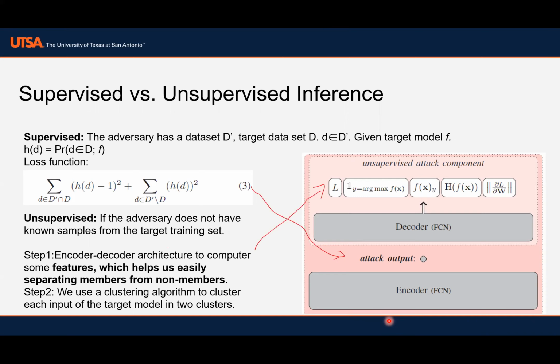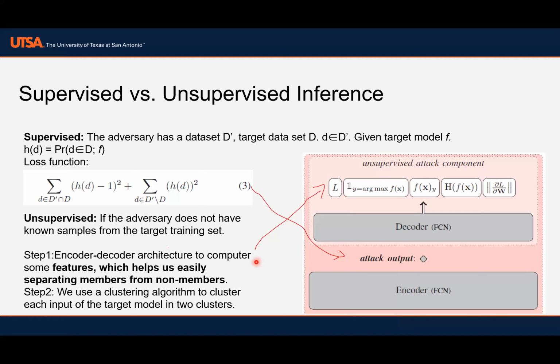Because your ultimate goal is to infer whether the data is a user or not, or say whether this data is in the data set or not. So how can you build up that connection?